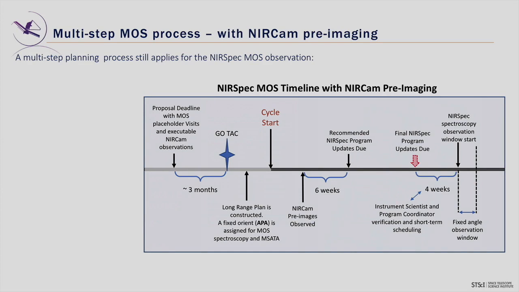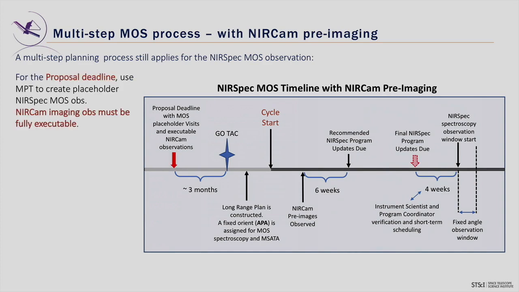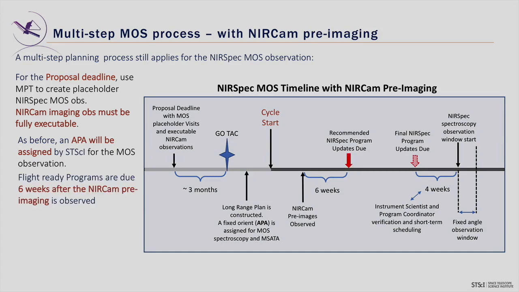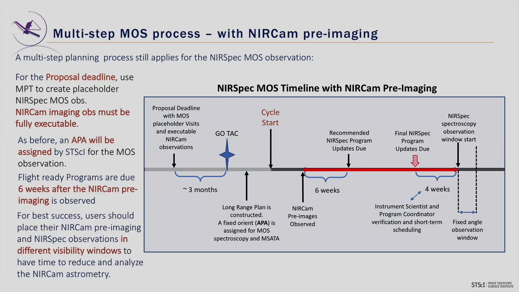So for best success, we advocate using a special requirement in your proposal to separate those two observations, the NIRSpec and NIRCam observations, by a good deal of time to allow for you to have enough time to plan the program update, and for us to basically get the products that you'll need correct for the NIRCam observation. The geometry has to be worked out in commissioning, etc.